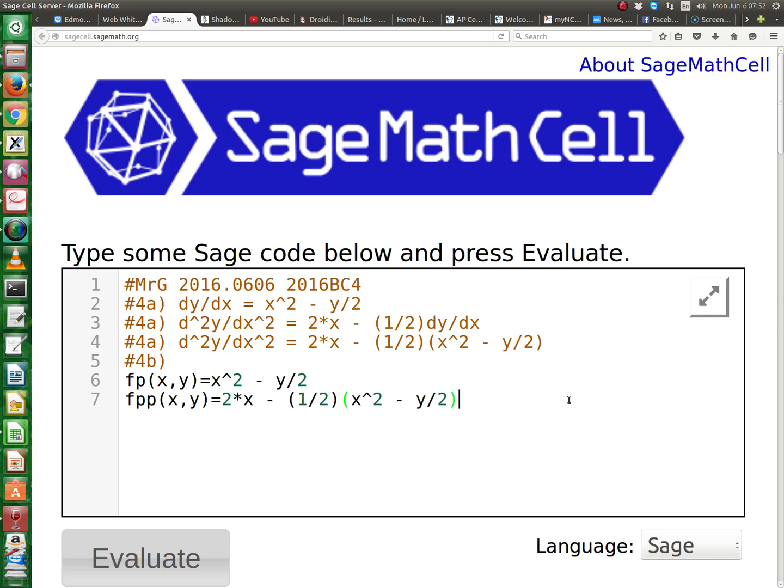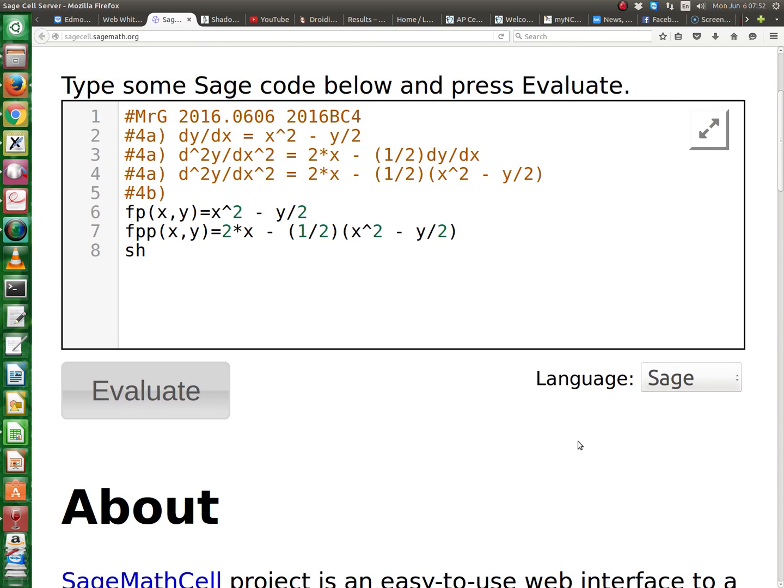So that's really what we have, right? This is dy/dx that was given, and here's the d squared y/dx squared that we figured out. Now we have to evaluate both of these at negative 2, 8. Let's move this up a little bit. Let's show f prime at negative 2, 8 they wanted.